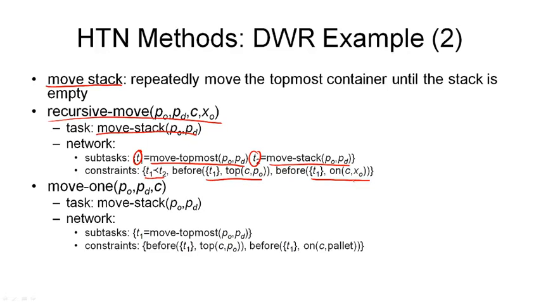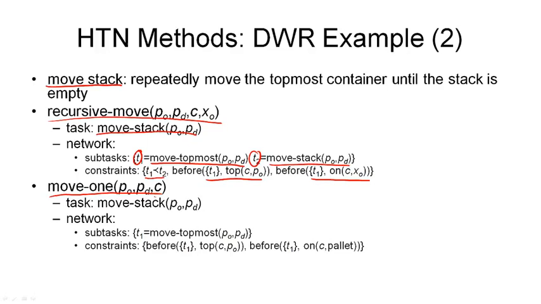But the second method shown here, move1, is very different from no-move, what we've seen earlier in the STN methods. And the reason for this is that constraints are always attached to the tasks in our network. So if our network consists of no tasks, then we really can't attach any constraints to this method. And that is of course what we had in the no-move method. There were no tasks, so in this approach we couldn't attach any constraints.